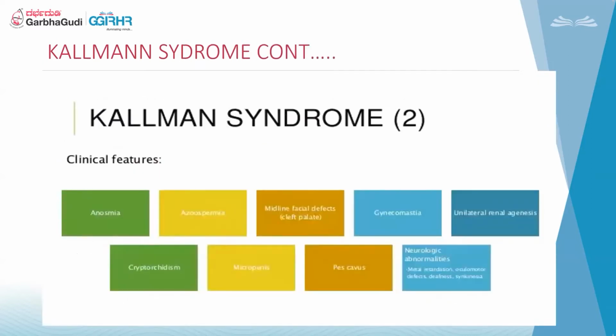Clinically, if a man with this syndrome comes, he can present with anosmia, azoospermia, gynecomastia, and tall stature. On examination, gynecomastia, cryptorchidism, micropenis, and azoospermia on semen analysis we will see. On ultrasound, unilateral renal agenesis may also be there.